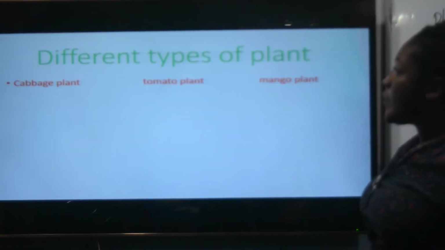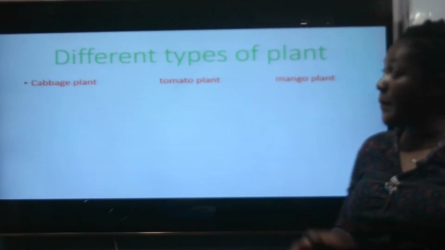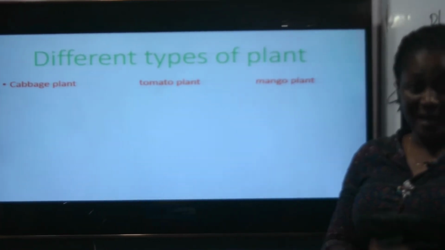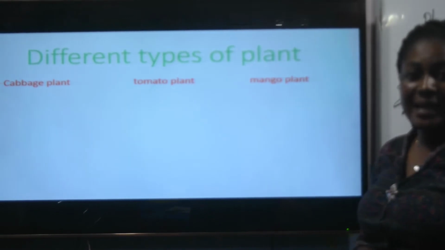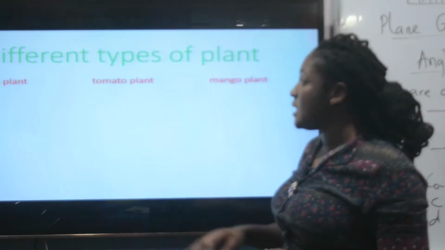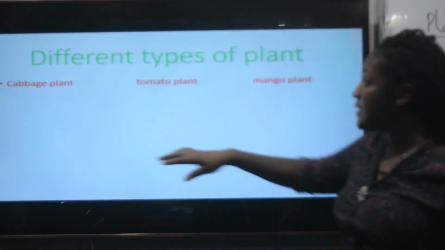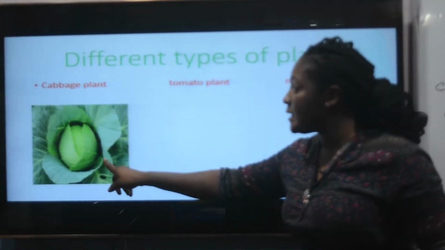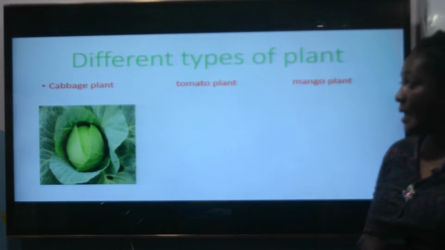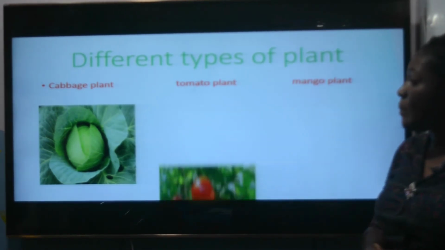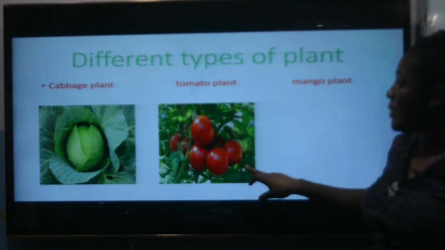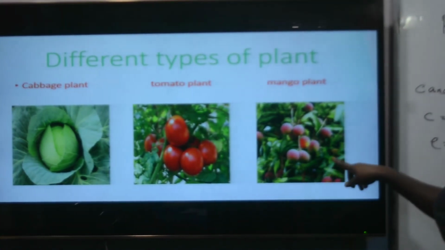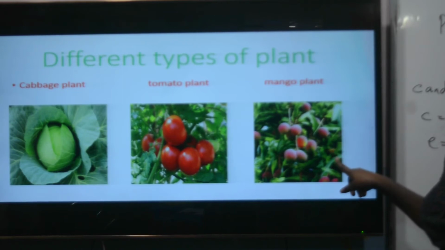Now let's go to the next one. We are going to learn about the different types of plants. Different types of plants. Say it and let me hear. The first one is cabbage plant. This is a cabbage plant and it is a type of plant. The next one is tomato plant. The next one, mango plant. So this is a type of plant.